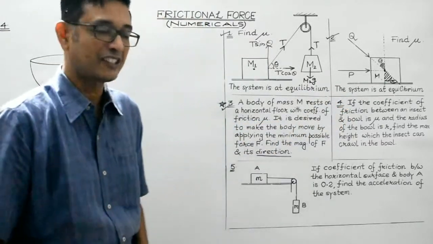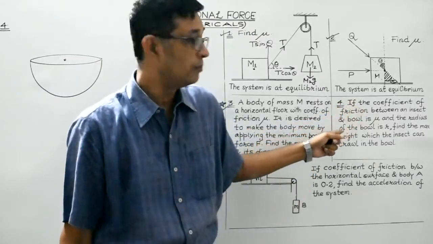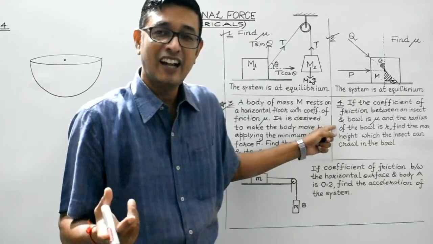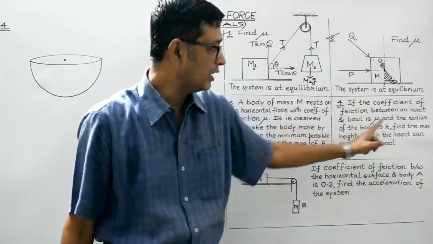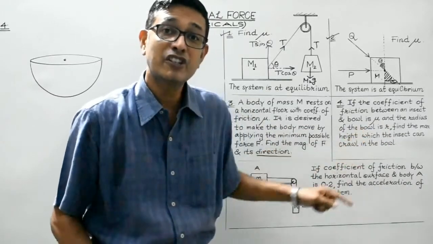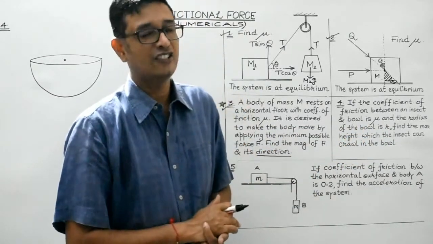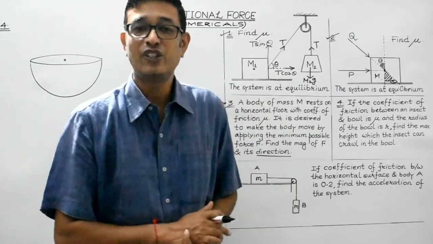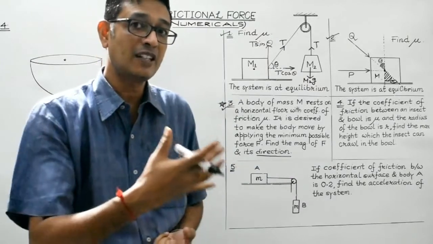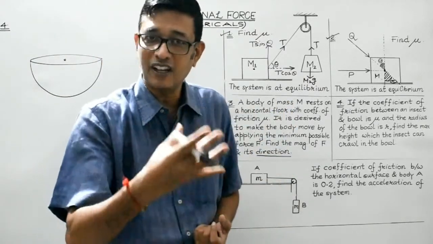It's a very, very interesting question. It's given that if the coefficient of friction between an insect and the surface of the bowl is mu, then we are supposed to find out the maximum height which the insect can crawl in the bowl. Right? And the radius of the bowl is given to be r. So we need to express the maximum height up to which the insect can crawl, that is h, in terms of r.